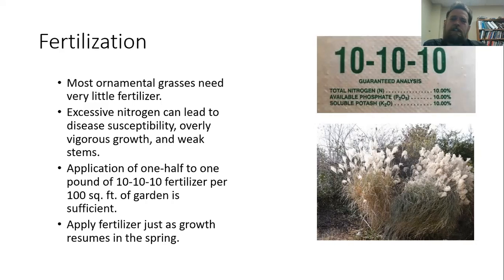So generally speaking, about a half to 1 pound of 10-10-10 fertilizer per about 100 square feet is sufficient for maintaining these ornamental grasses. And generally, you're going to want to apply that just as their growth for warm season grasses starts off in the spring. Of course, for cool season grasses, that's going to be as their growth starts off very early in the spring, or potentially in the fall.